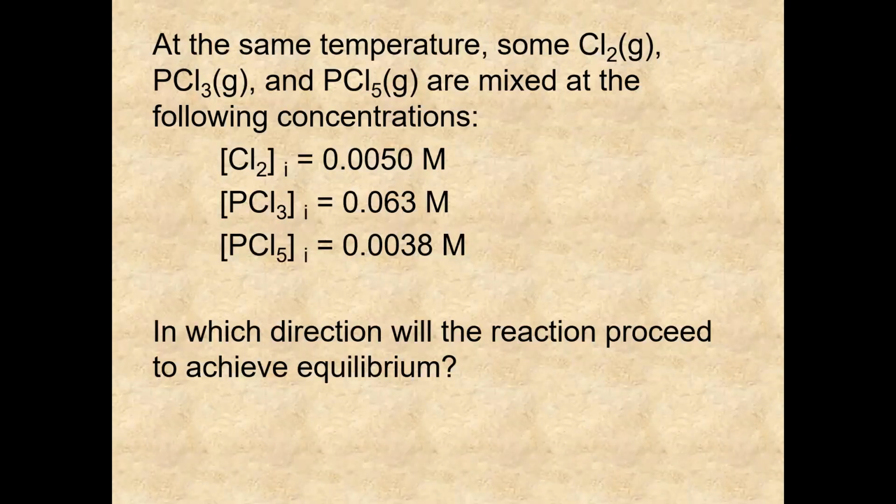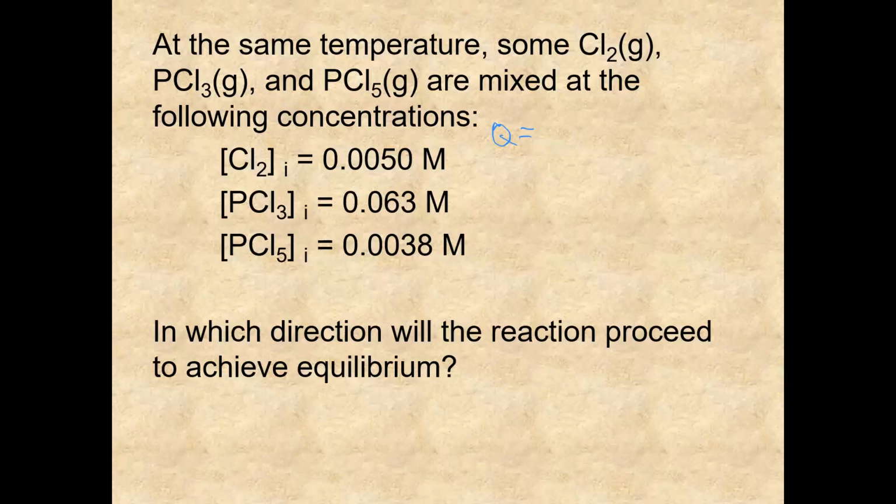All right, so then looking here, it says at the same temperature, some of the chlorine, the phosphorus trichloride and phosphorus pentachloride are mixed at the following concentrations. So it's not telling us that it is at equilibrium. So we don't know if it's at equilibrium or if it needs to shift one direction or the other. So here it says in which direction will the reaction proceed to achieve equilibrium. So since it didn't tell us it was at equilibrium, here we are going to be solving for Q. And remember, it is the exact same formula that we had on the previous slides.